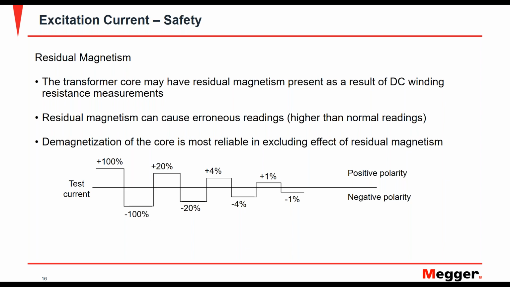The best way to combat that residual magnetism is to demagnetize the core. And we will discuss demagnetization in more detail in the winding resistance section. But in short, what you would do is change the polarity and the magnitude of the test current to demagnetize the core. And we'll discuss that further.